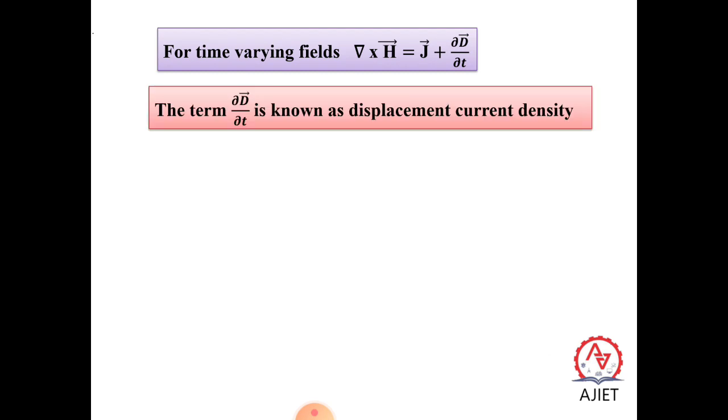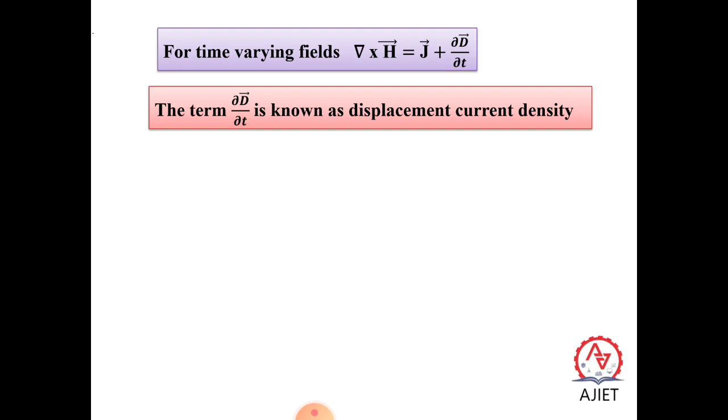Further, for the time varying field, when the capacitor is connected to an AC circuit, positive charges get accumulated on one side of the plate and negative charges on the other side. Again, for the negative half cycle, negative charges accumulate on the positive side of the plate and positive charges on the negative side of the plate of the capacitor. So for the time varying field, del cross H is equal to J plus dou D by dou t. Hence this term is called the displacement current.